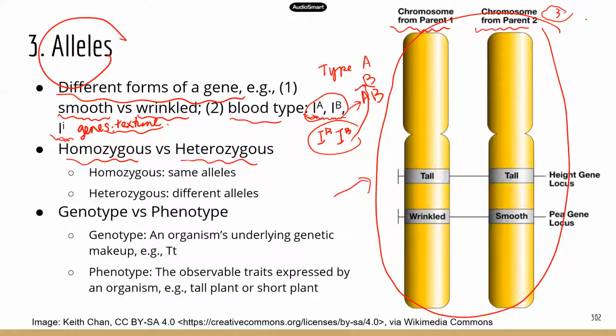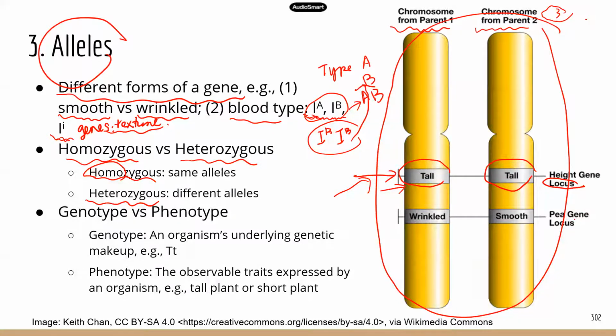For example, the gene that codes for the height of the plant is located here, right? So you can see locus, again, it just means location of a particular gene on a chromosome. Now, if this individual has 2 same alleles for the height gene, then this individual is homozygous, right? Homo means the same. So if you have 2 same alleles, you're homozygous. If you have 2 different alleles for a particular gene, then you are heterozygous, right?